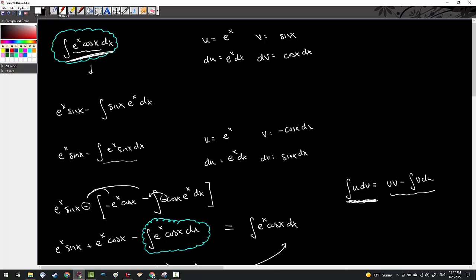So when you see this problem, just know that you're going to end up having to solve for the original expression at some point in the game. So hopefully integration by parts makes sense.